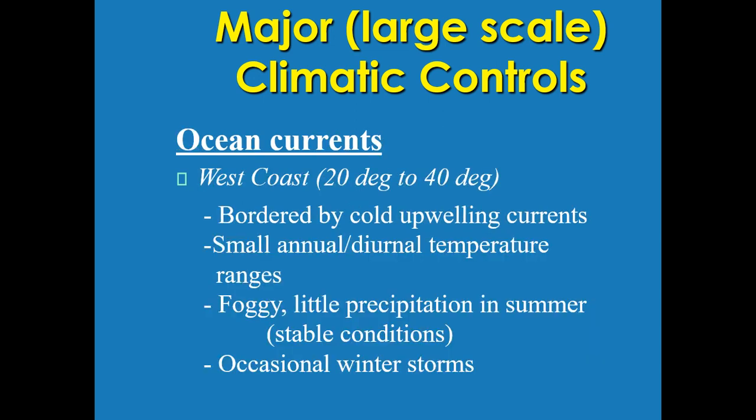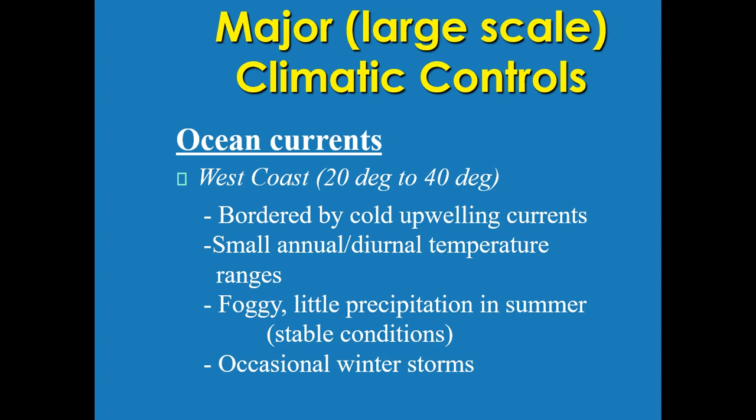Another major large-scale climatic control that I want to mention is the ocean currents. These play a huge role in the climates, or the average weather, for specific locations. When we talk about ocean currents, we're going to talk about the west coast as well as the east coast. On the west coast, generally we're looking at latitudes between 20 degrees and 40 degrees. On the west coast of continents, this latitude belt of 20 to 40 degrees is bordered by cold upwelling currents, where there are very small annual and daily temperature ranges.